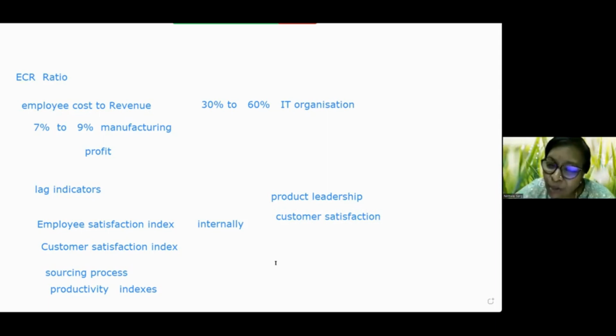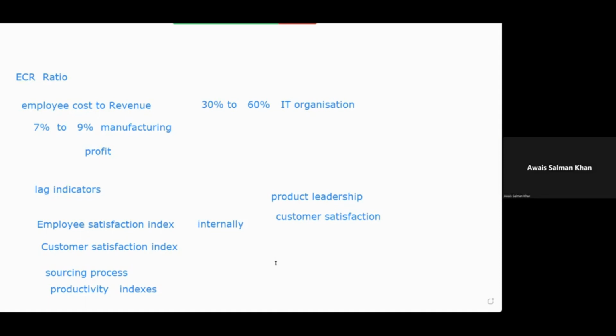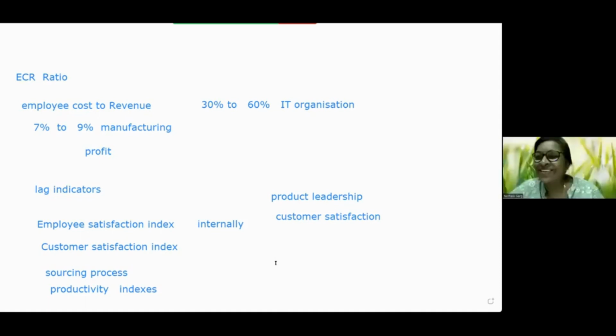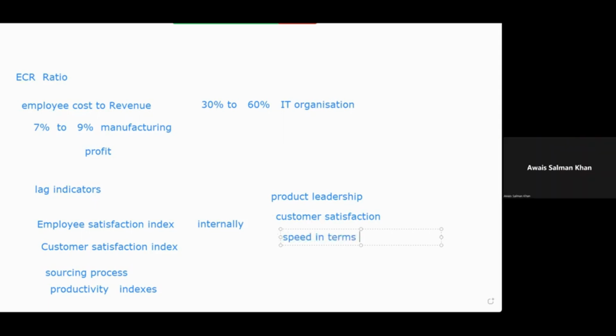How soon am I going to launch a product in the market? You agree? Otherwise, the other person will. First mover's advantage in that market, absolutely. Launching speed, to become the market leader in that product. Product cost too.